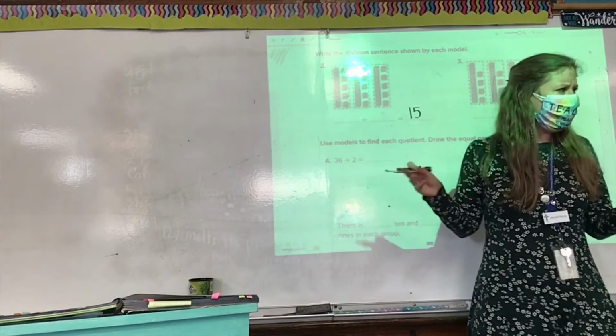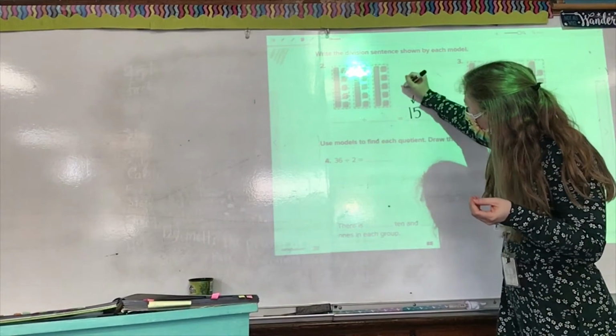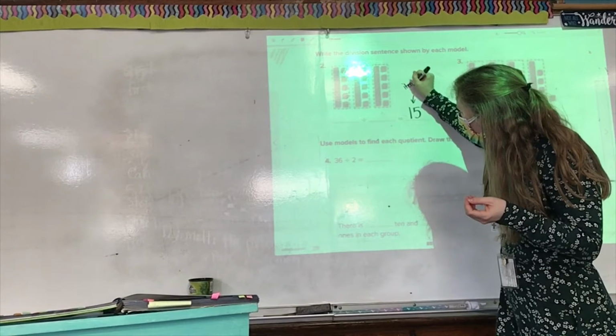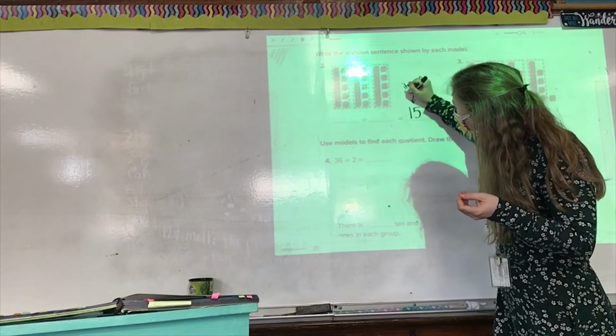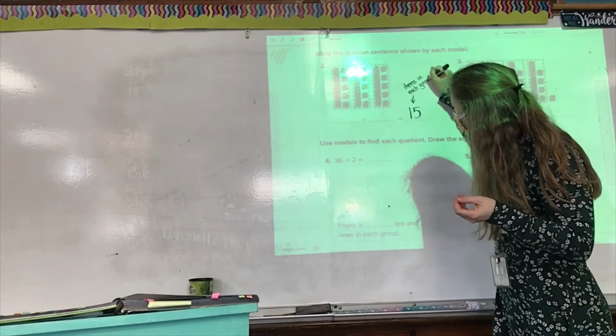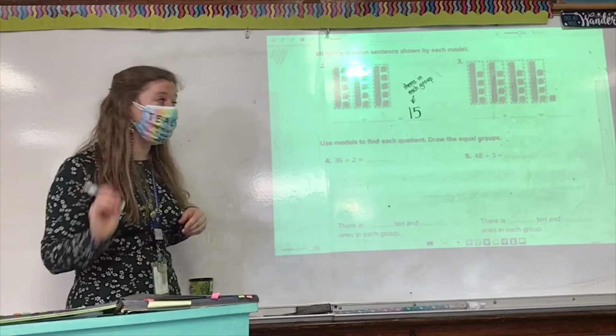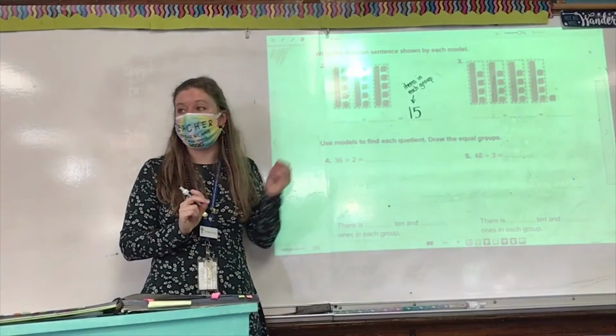The quotient is the number of items in each group. Let's go ahead and label this so that when you're doing it on your own, you know exactly what it is. Items in each group. So the quotient in this lesson is the items in each group.